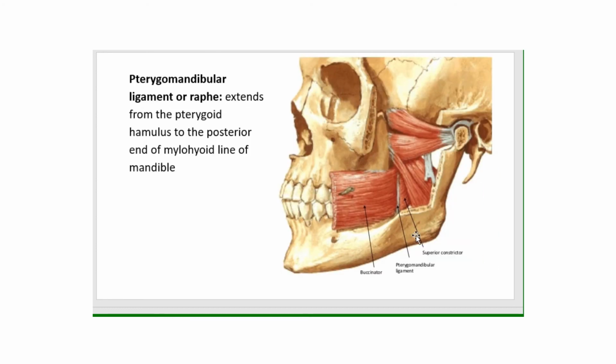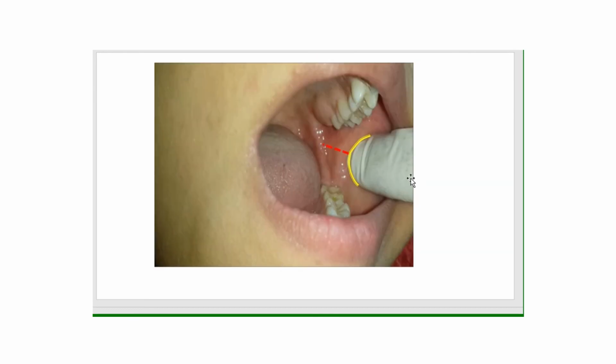This is the pterygomandibular raphe, which was considered as one of the ligaments of the temporomandibular joint. It can be felt if one introduces his finger in his mouth between the last molar upper and lower tooth.